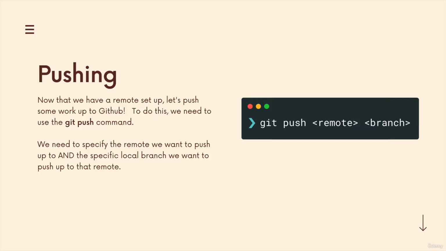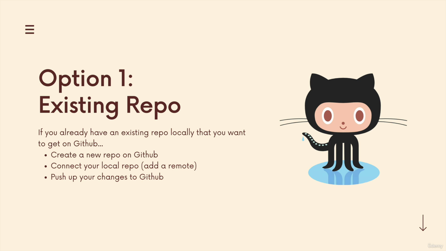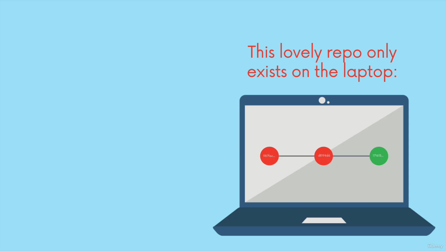All right, so we have one more step to get our code up on GitHub. We just need to push it up. If you remember option 1 out of 2, what we're following here, is to create a new repo on GitHub, which we've done. Connect the local repo by adding a remote to our GitHub repo. We just did that in the previous video. Now we need to push our changes up.